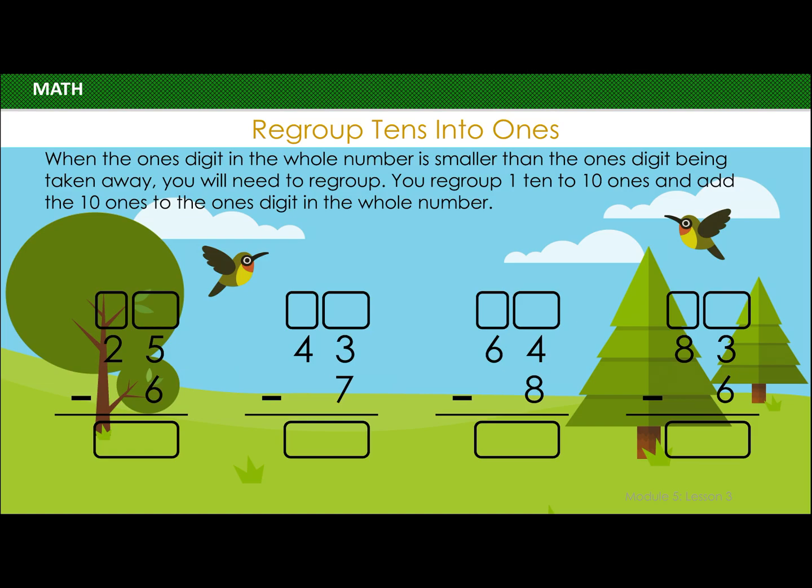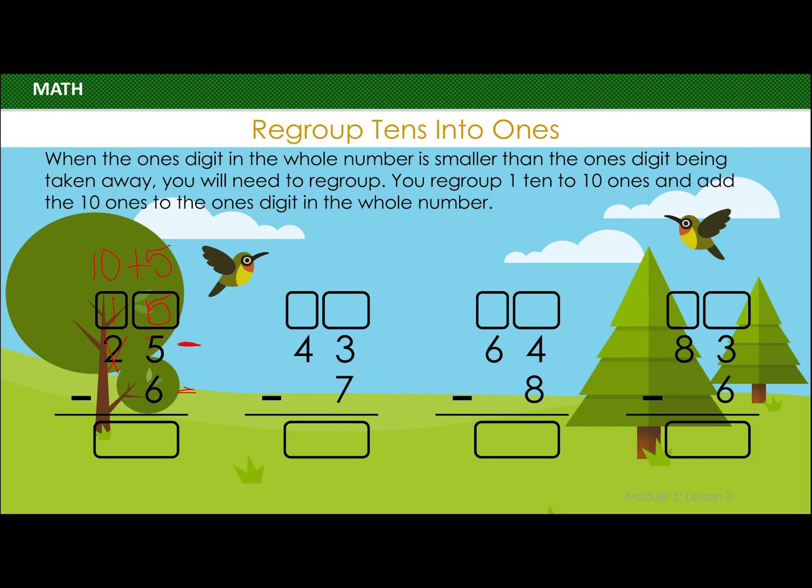So when we look at the first problem, 25 minus 6, we see that our 5 is smaller than that 6, and we know that we can't take away 6 from 5, so we have to regroup. So we regroup by taking away one of our 10s from this 2, so we're left with 1 10, and those 10s that we took away, we add to our ones on the top. So we add 10 ones to our 5 ones, and 10 plus 5 gives us 15 ones now.